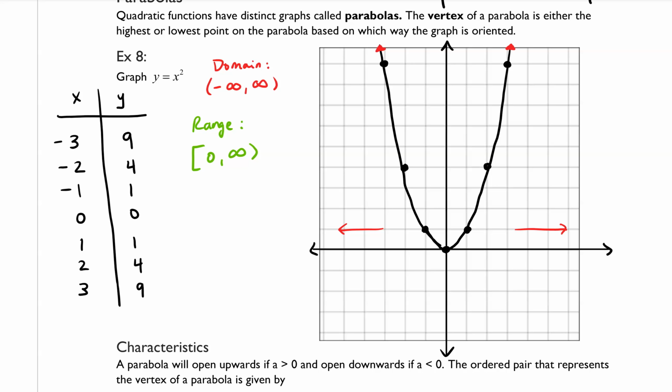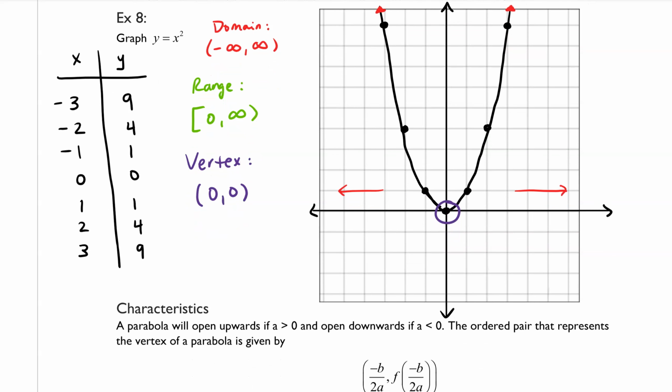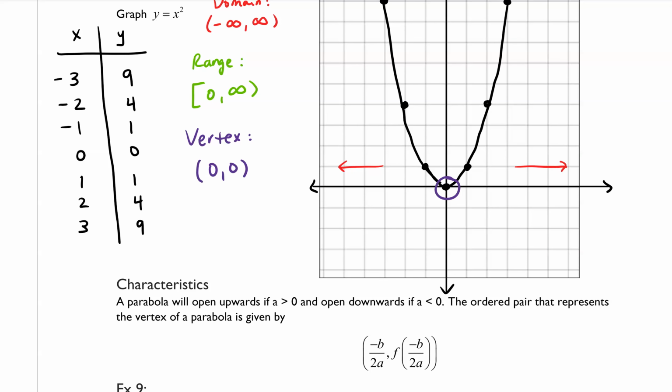Okay? Another question, what is the vertex of this parabola? Well, because it's oriented upwards and it's like a smiley face, we know that it's going to have a lowest point, which is this point right here, our origin. So in this scenario, our vertex is the point 0, 0. Okay? And so those were just some characteristics of this specific graph. Let's talk about specific characteristics of a parabola in general.